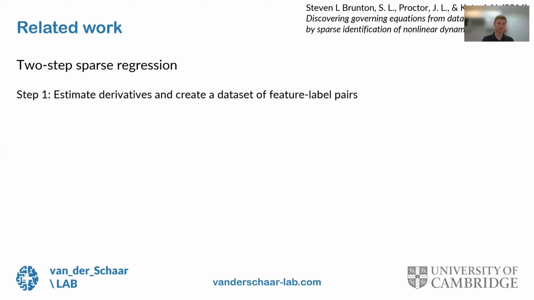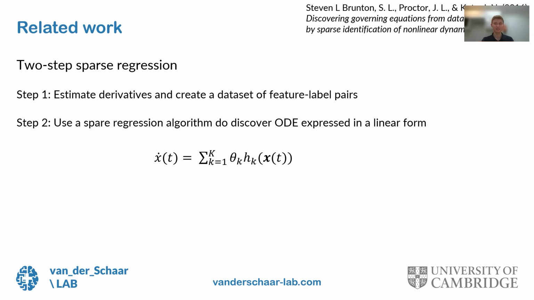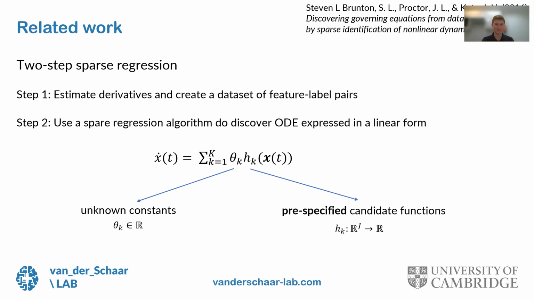Another similar approach is something we would call two-step sparse regression, where the first step is the same as previously, to estimate the derivatives to construct the dataset. But then in the second step, we use sparse regression to discover an ODE in a linear form. That means that the derivative is modeled as a linear combination of specified functions, such as monomials, x and x squared. And as you can guess, this method has the additional disadvantage of a quite limited search space, because there are many important dynamical systems which cannot be expressed in that form.